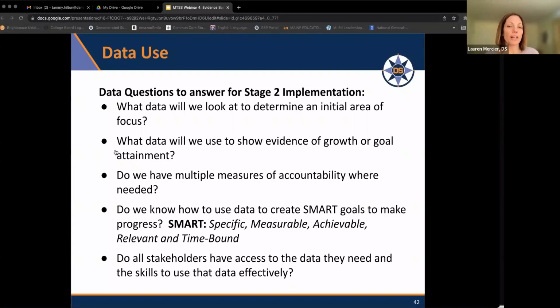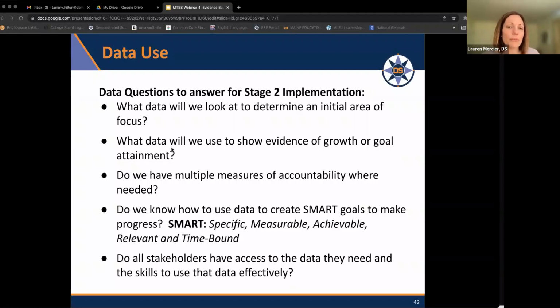So first, we're going to consider what data we want to look at and decide the area of focus again. Is it academic, SEL, and where are we going to start? Is it with curriculum and instruction? Is it with professional development and teaching strategies? We have to identify that area of focus first. We have to consider what data we will use to show evidence of growth or that we've attained the goal, right? And if we are starting with behavior, your data collection might include your office referrals, your attendance records, your discipline notes even, right?